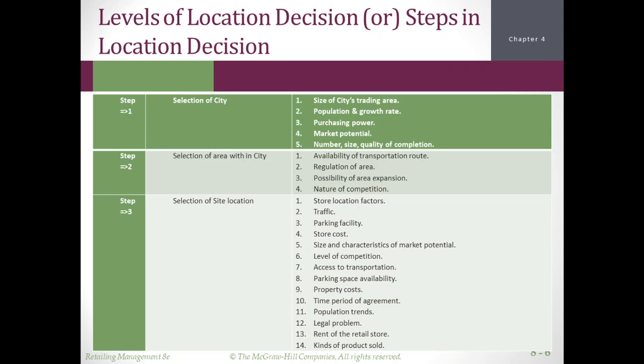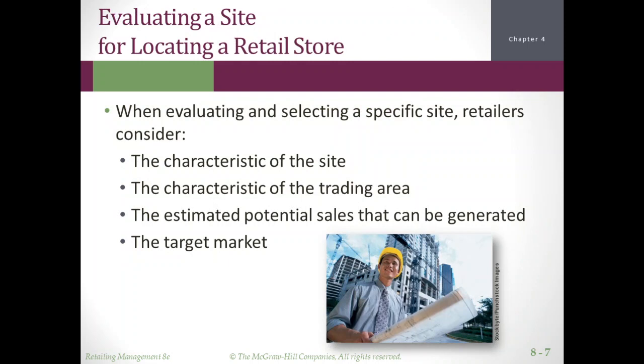Okay, so I'll go to the next slide. Evaluating a site for locating a retail store. Again, because I mentioned the point of evaluation, primary four things are given here: site characteristics, trading area characteristics, what are the potential sales I can make, and the target consumers that I'm looking at. Simple. Four main characteristics.